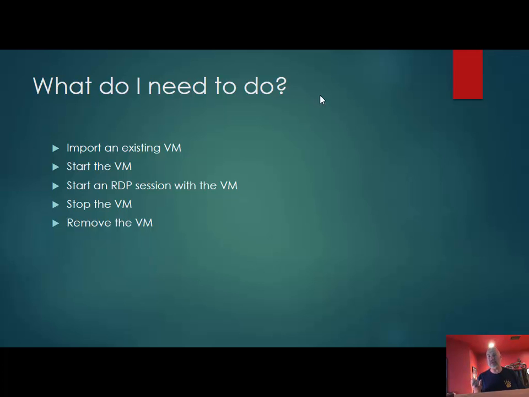I need to be able to import a VM image. So we talked about the base images, and because I use Hyper-V anyway, I have a bunch of base images that I've always been using. So I need to be able to import those images into my live environment. I need to be able to start them up, shut them down, remove them, and then it'd be nice to be able to just connect to them with RDP. So let's go take a look at it.